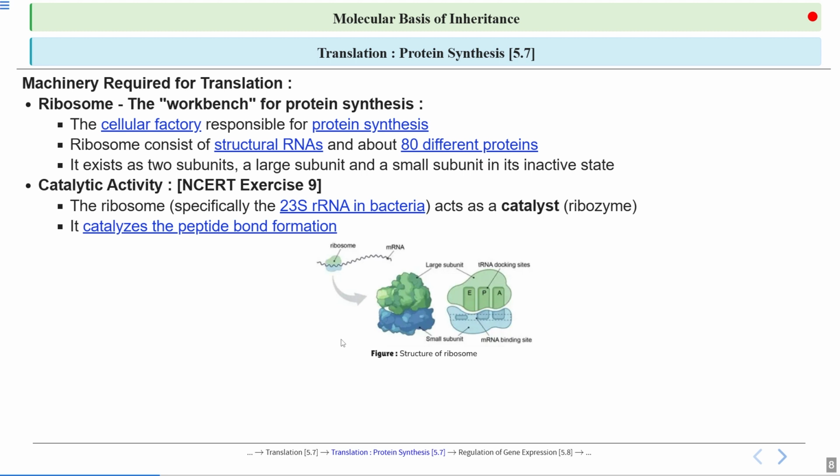If we talk about the catalytic activity of the ribosome, the 23S rRNA in bacteria acts as a catalyst, which we call a ribozyme, and it catalyzes the peptide bond formation. This is mRNA, this is the small subunit, this is the tRNA docking site, that you will understand after 2-3 slides.